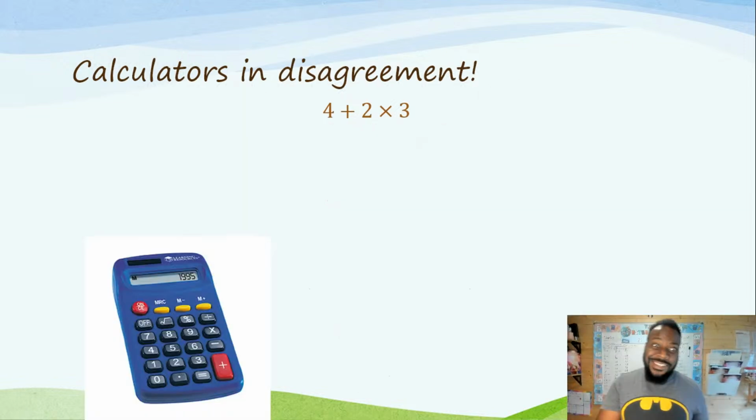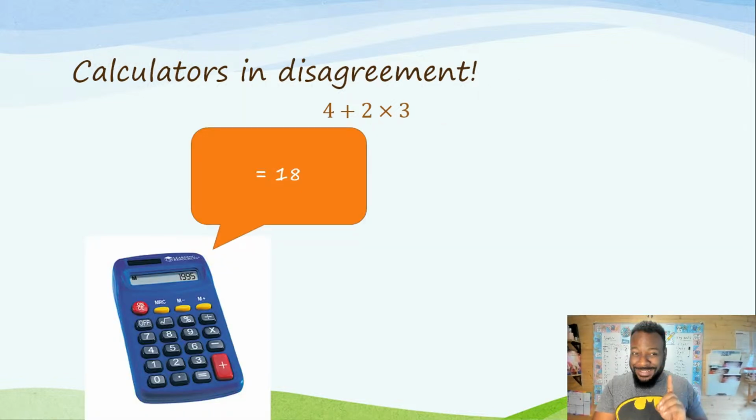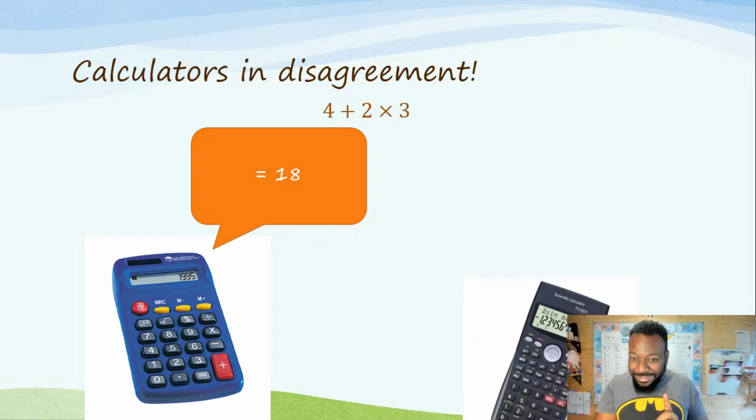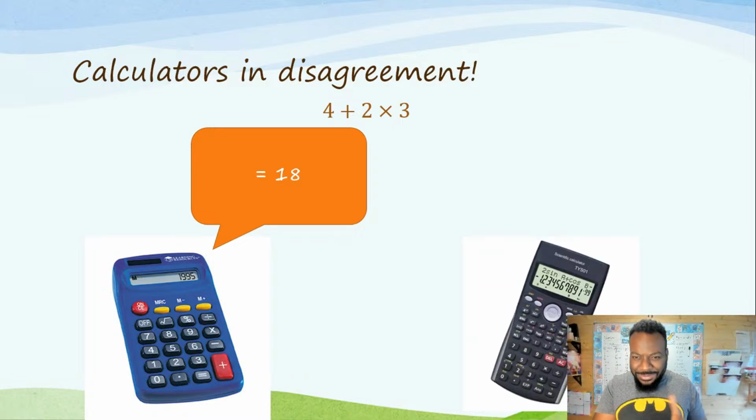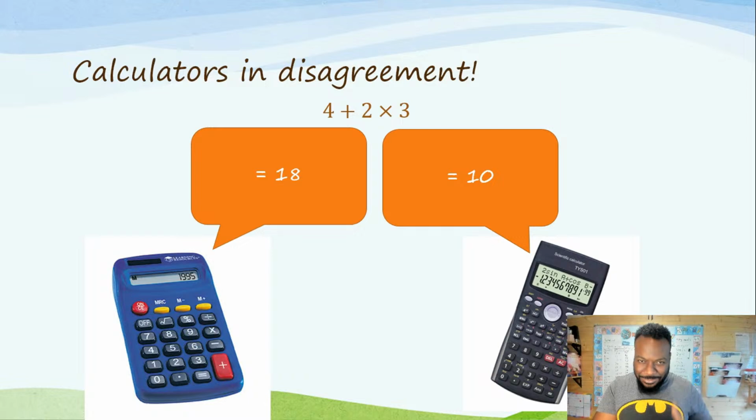Yes, calculators in disagreement. I touched base upon this a little bit, and that can happen, which is why knowing BIDMAS, we would need to know where we put the brackets. Because look, we've got 4 plus 2 times 3. If we take it left to right, we've got 4 plus 2, which is 6, and 6 times 3, which is 18. So one calculator says the answer is 18. And the other calculator says, no, that's too silly. The answer is 10. Which one is right?